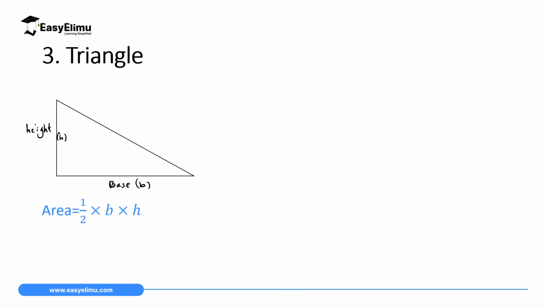So another regular shape is a triangle whose area can be calculated as a half base times height. So a triangle has two important sides. We have a base and we have a height. And if you need to get the area, you get the product of a base and a height, and then you get half of it.